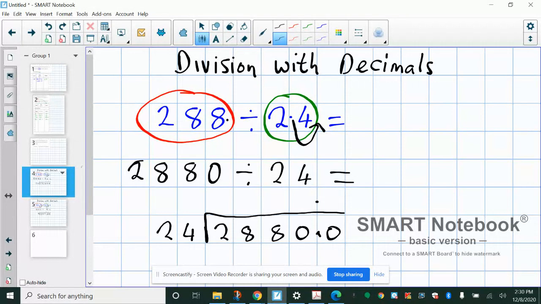So those are the primary reasons why I want to manipulate the decimals with my divisor to make it a whole number, and then do the same manipulation of the decimal point with the dividend.